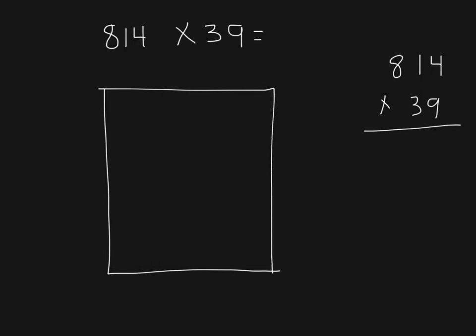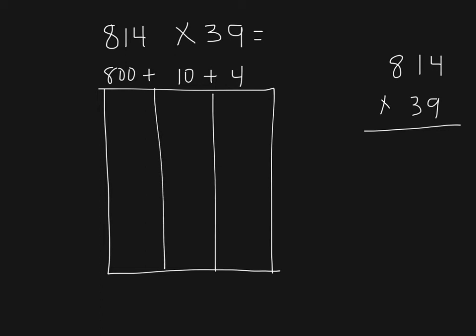So now I know that I want 800, I'm going to write it in expanded form, plus 10 plus 4 up on the top. And then on the side, I'm going to have 30 plus 9. But of course, I'm going to write the ones on the top and the tens on the bottom. Now I'm going to start, I always want to start over in this upper right-hand corner.